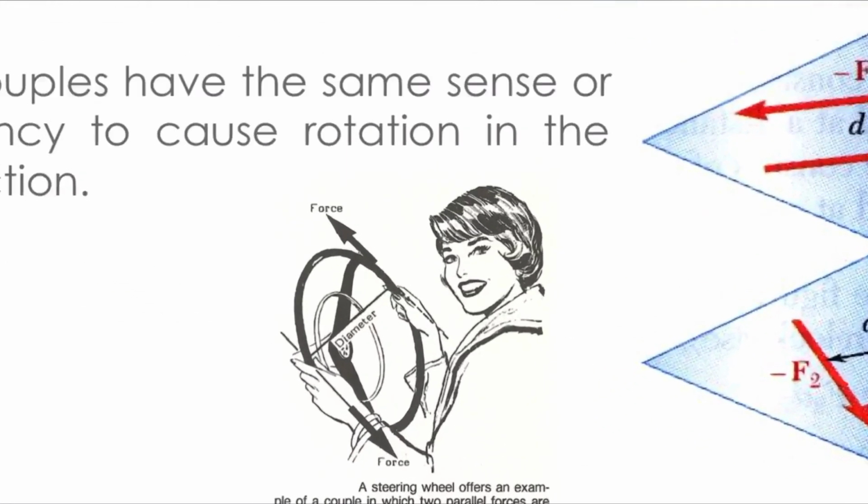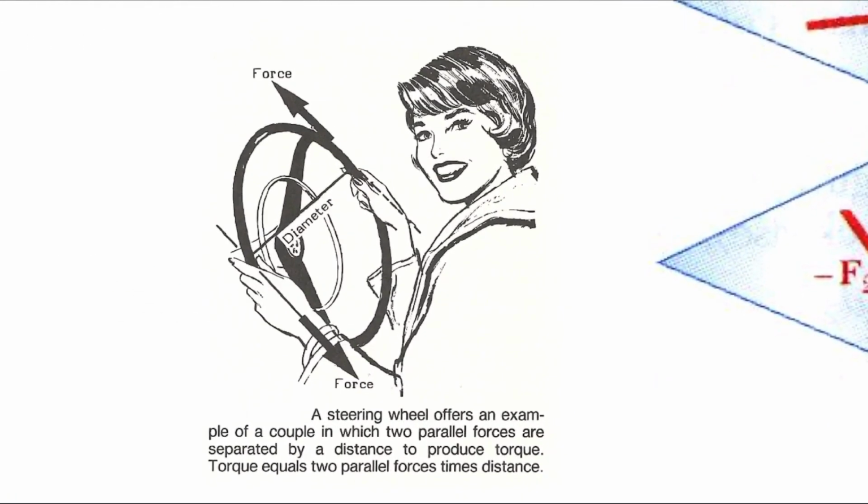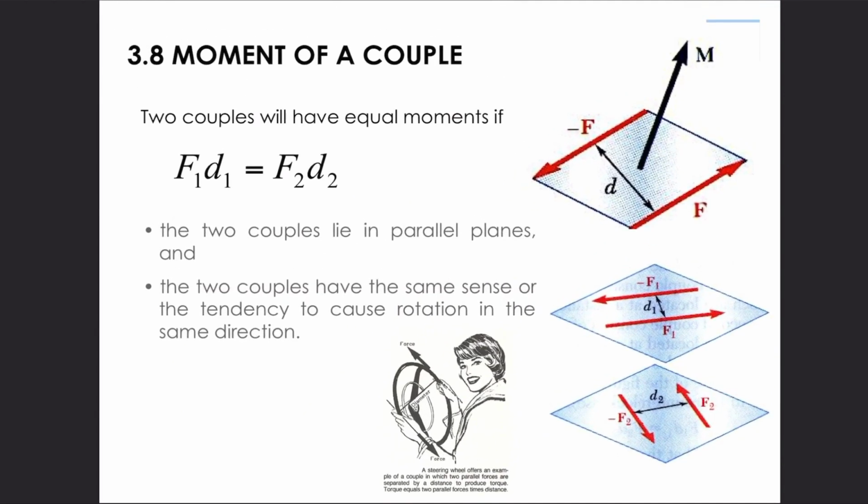So, muna siya ang one application for moment of a couple. So, nakay duha ka force na siya perpendicular distance between two forces. So, a steering wheel offers an example of a couple in which two parallel forces are separated by a distance to produce torque or moment. So, equals to two parallel forces times distance.